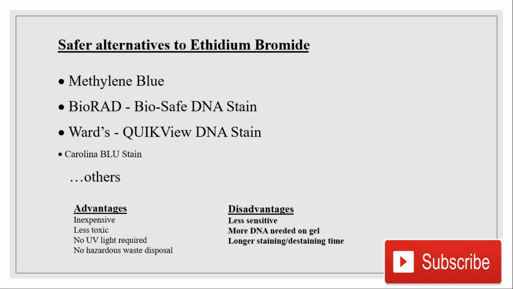Many other staining materials can also be used as a replacement for ethidium bromide, because it's a powerful mutagen, making it a carcinogenic problem also. It has cancerous effects on the body, especially on the brain. So acridine orange is a safer option that we can use as a replacement for ethidium bromide. Methylene blue is also good, as are Bio-Rad and Watts methods.